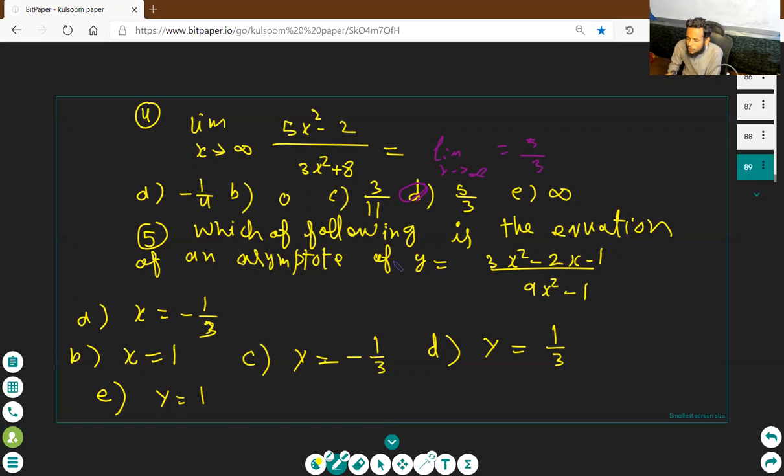We find the asymptotes after factorization. When there is a need of factorization, then you do the factorization. Otherwise, you treat it as a whole. It is not a whole.